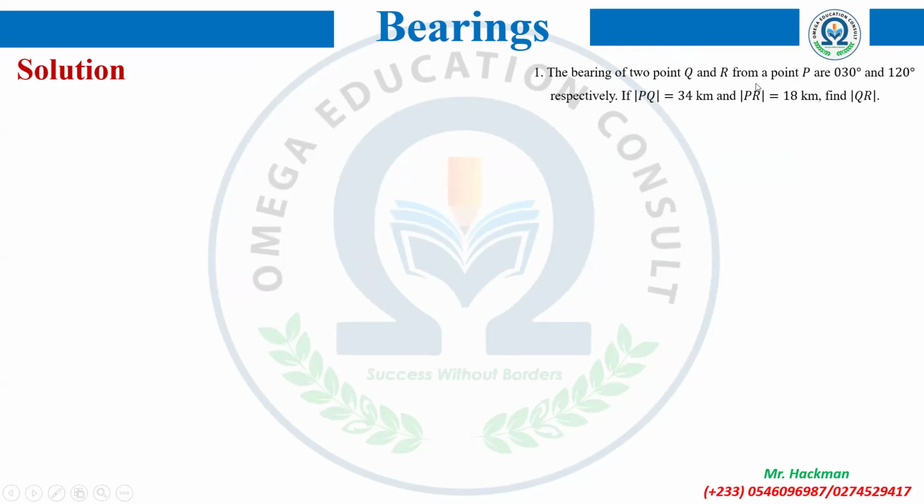So from a point P, all of them are taking their reference point from P. The angles are measured from P. The bearings are this and this respectively. If the length of PQ, so the distance between P and Q, is 34 kilometers, and the distance between P and R is 18 kilometers, find the distance QR. So take notes. This is what we are going to do. Our work is going to be a little easy from here.